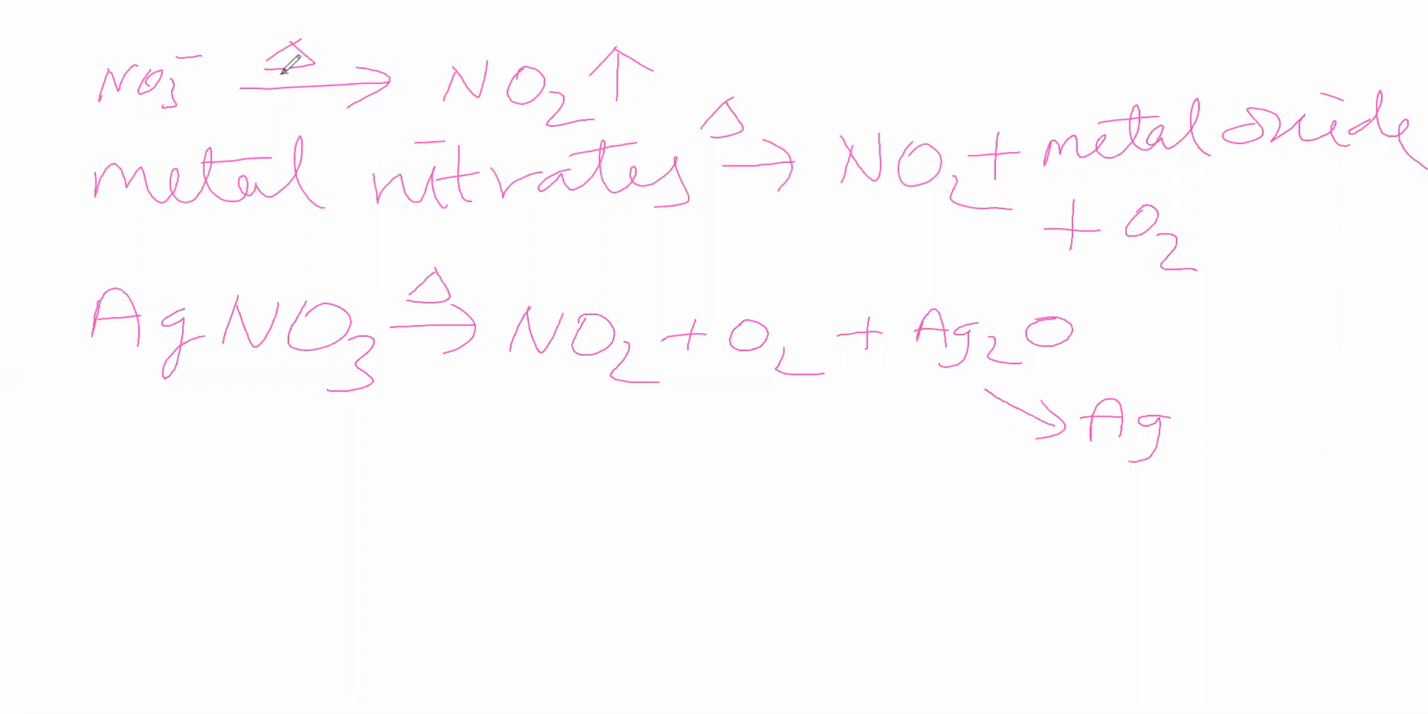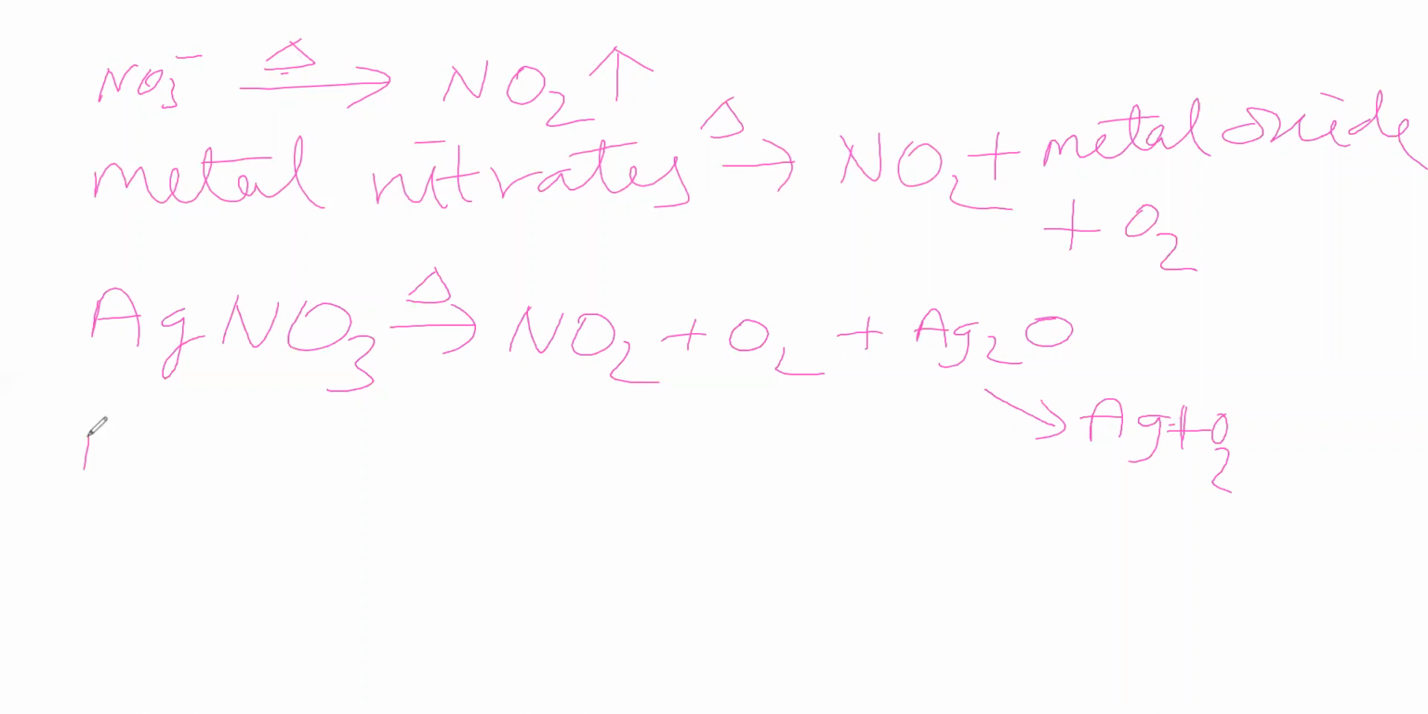Silver nitrate on dry heating gives NO2, O2 and silver. Why? Because silver oxide undergoes decomposition very easily. So silver nitrate on dry heating gives NO2 gas, O2 gas and silver metal.